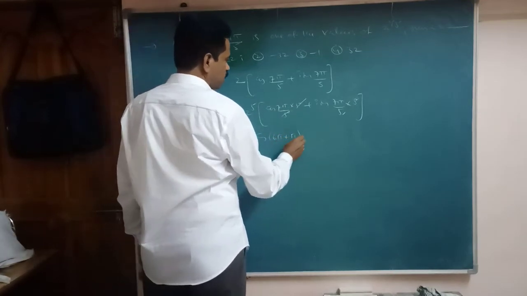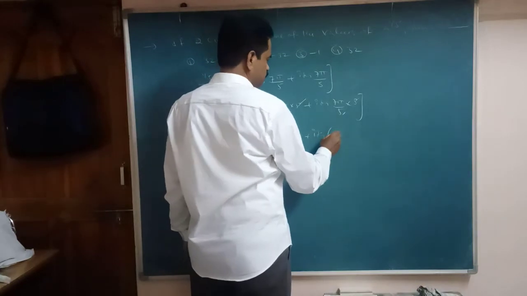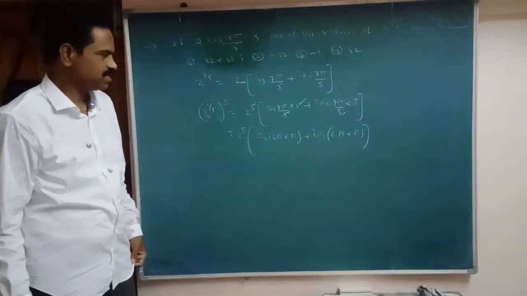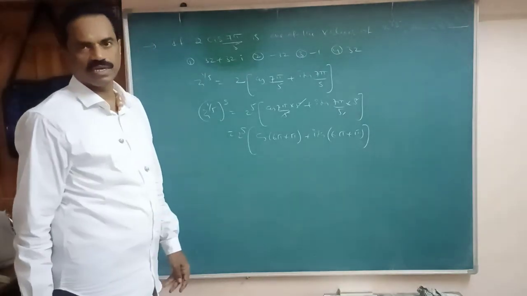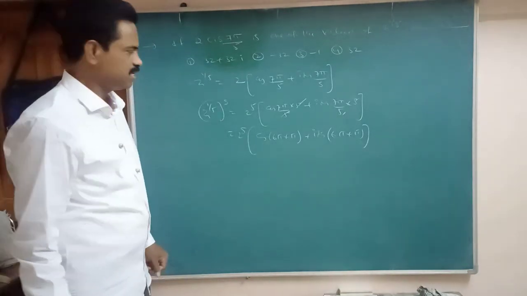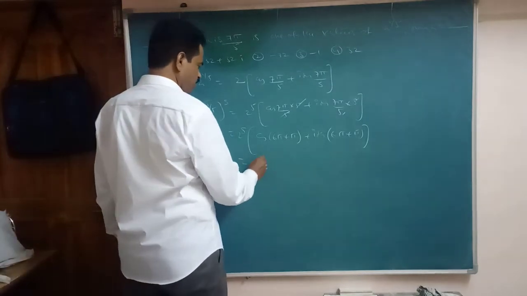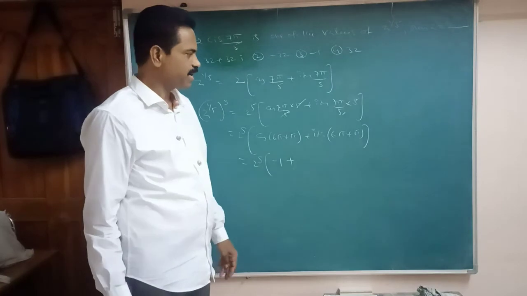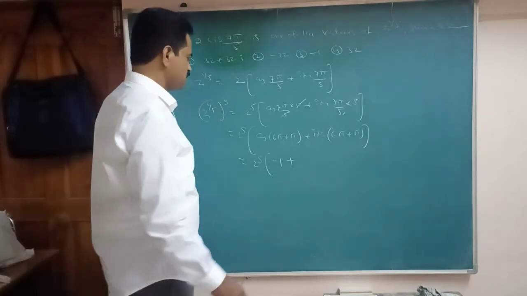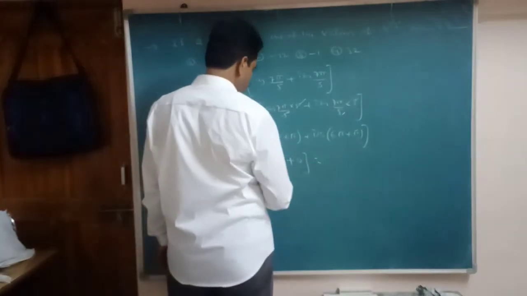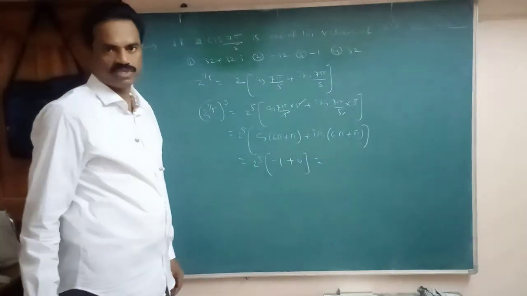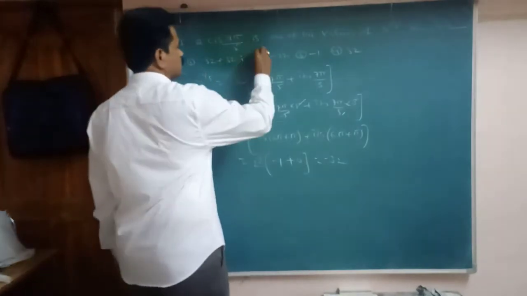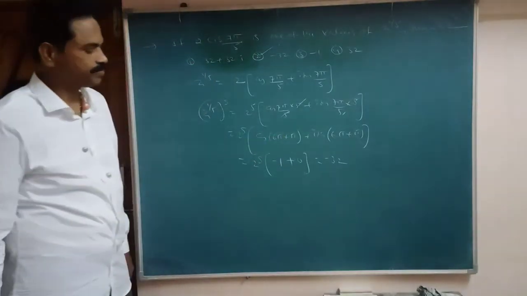That equals 2 power 5 into cos of 7 pi, we can write here 6 pi plus pi by 5, plus i sin of 6 pi plus pi. So we know that cos of 6 pi plus pi is cos pi, cos 180, that is minus 1. 2 power 5 into minus 1. Here sin of 6 pi plus pi is sin pi, so that is how much here? 0. So its value is 2 power 5 into minus 1, it will become minus 32. Second one.